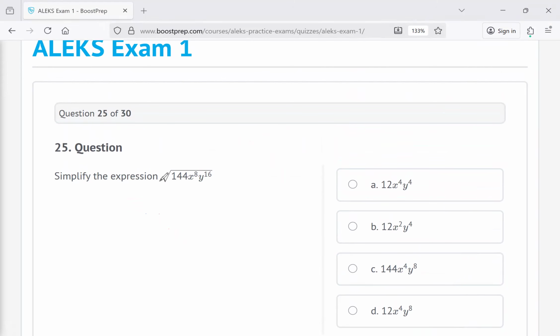Okay. Question 25, simplify the expression. We have the square root of 144 x8 y16. If you look at all the choices, there's nothing with a square root. So this is what's called a perfect square. If you want, you can rewrite this. The square root is the same thing as to the power of 1/2. So you can rewrite this as parentheses 144 x8 y16 and then parentheses raised to the 1/2.